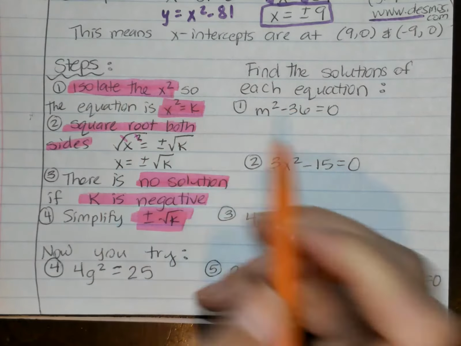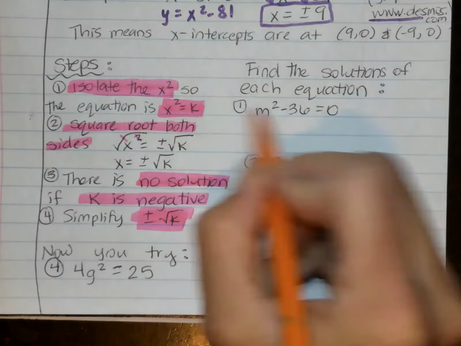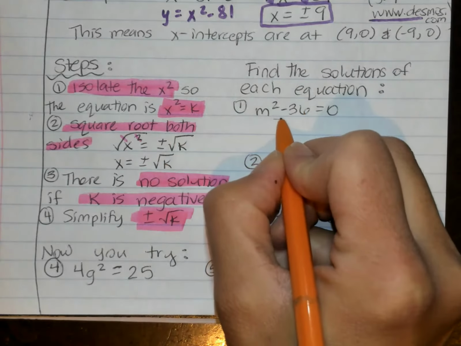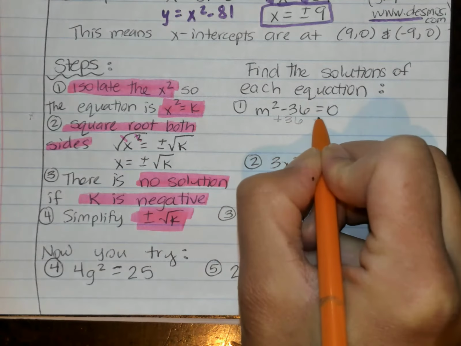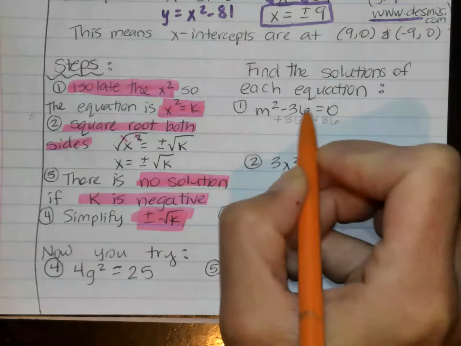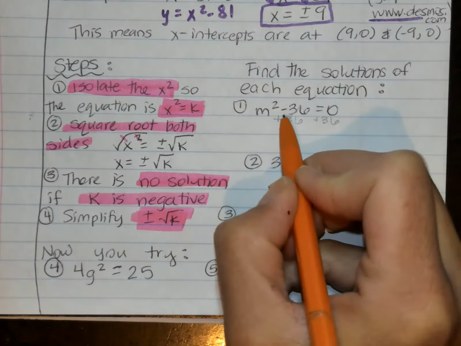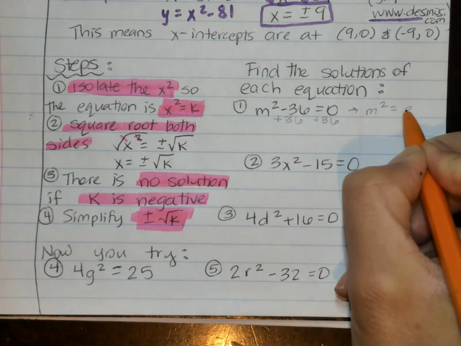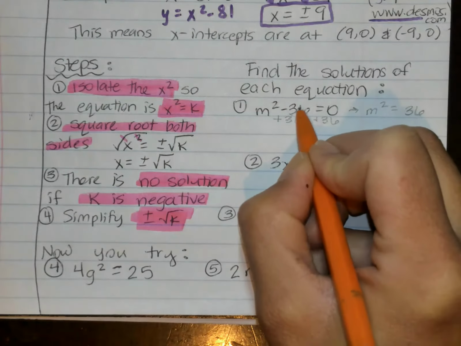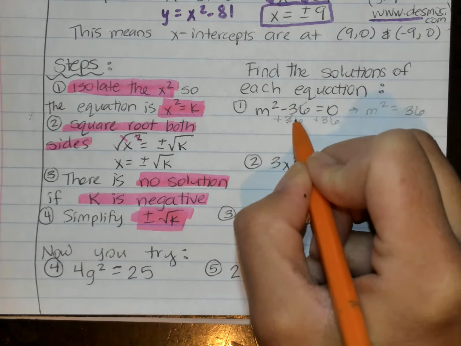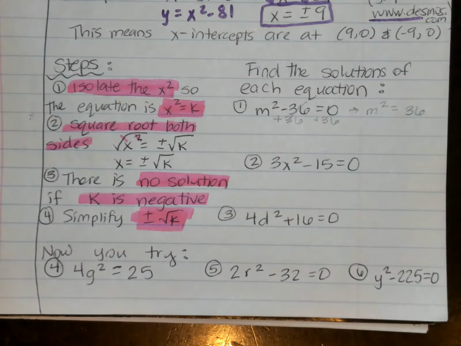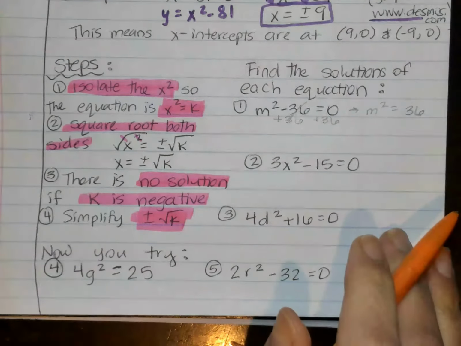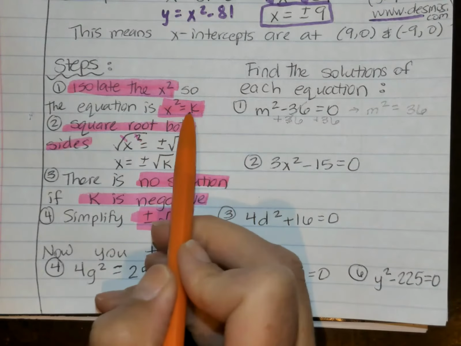Isolate the x squared. Well, it's not an x in this case, it's an m, but I would add 36 to both sides. You can do this mentally, but for this example, I'll show the work. I end up getting, I'll write it over here, m squared equals 36. So the 36 and negative 36 cancel. 0 plus 36 is 36. So now I made it look like this.